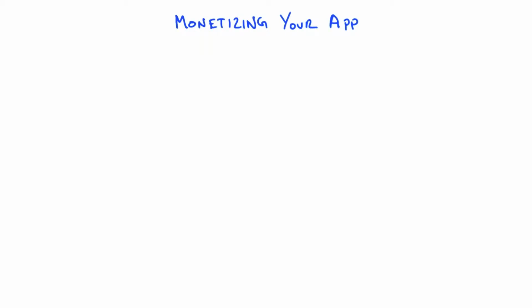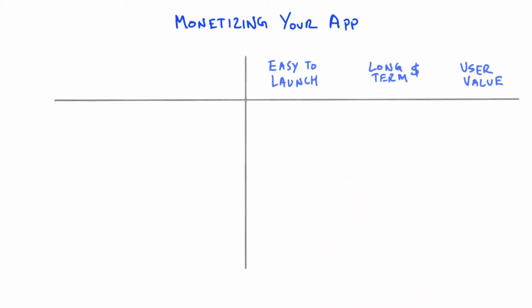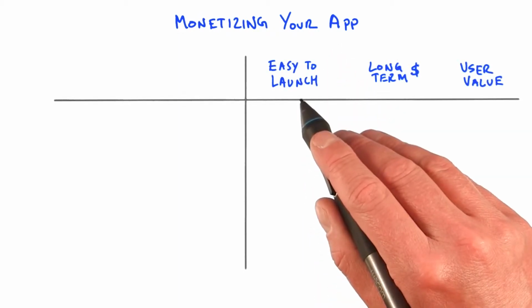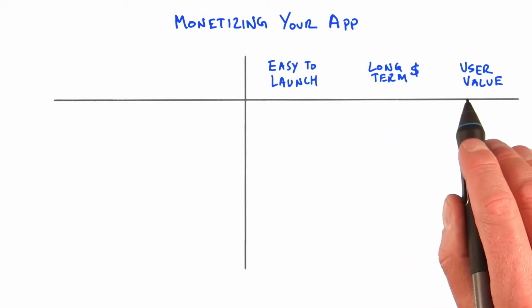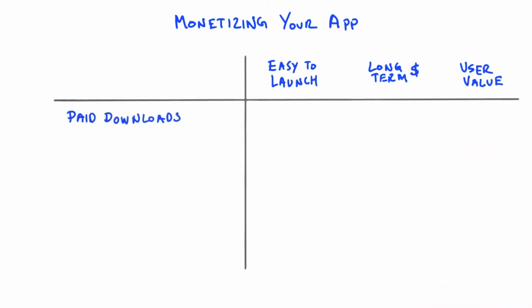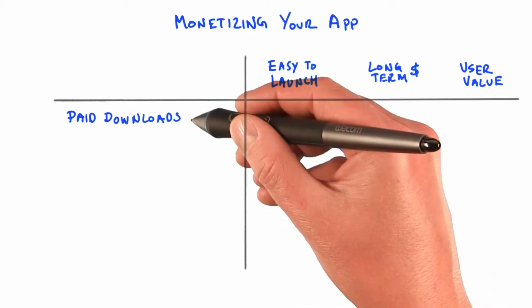Okay, so to get started, let's look at some alternatives you have available to monetizing your app. And when we go through these alternatives, let's look at how easy it is to start making money using this alternative, how it supports a good business model where you can make long-term revenue, and finally, what value this monetization model provides to the user. So let's start with our first alternative, paid downloads.